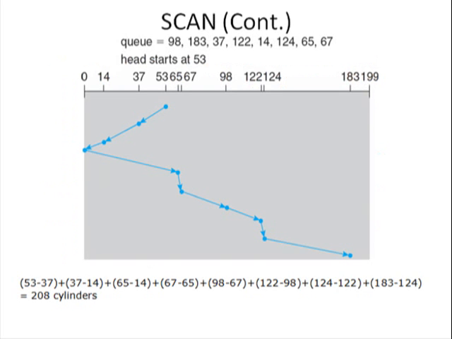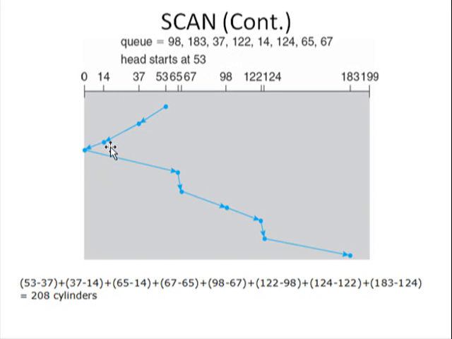If we see here now, the queue remains the same and the head is again starting at 53. Now as per the SCAN algorithm, the disk arm, that is the head, will move in only one direction. Once it reaches the other end of the disk, it will move in the opposite direction, servicing requests along the way. So the head is starting at 53, and it will move to the next location in one direction, that is to 37 among the queue.